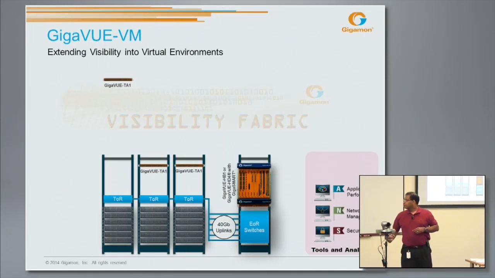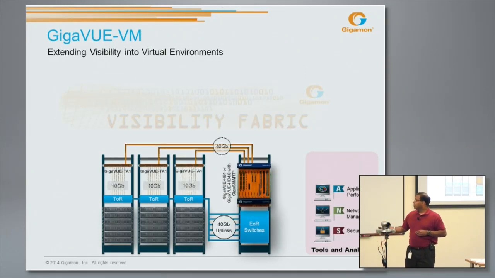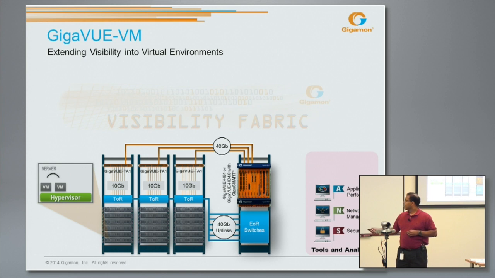So here's our solution, right? Think of it as your top-of-rack servers, top-of-rack switches connecting to our platforms here, and your hypervisor running on these servers, or blade servers, if you will. And you have your 40 gig connections into our visibility fabric nodes.